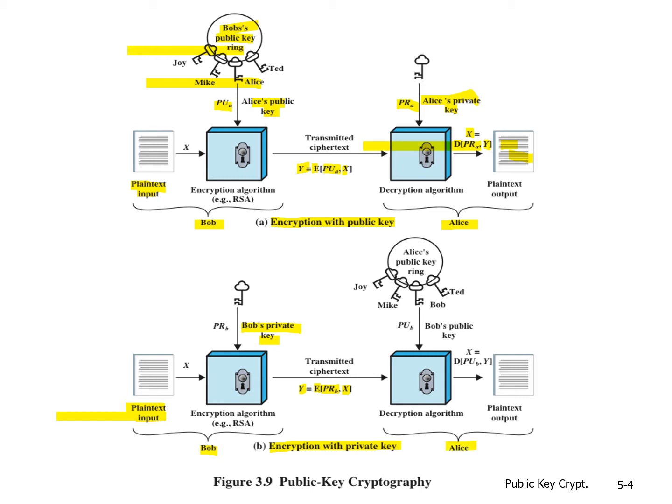When Alice receives this ciphertext, Alice finds Bob's public key from Alice's public key ring. Then Alice can decrypt the ciphertext using Bob's public key. Decrypt ciphertext using Bob's public key. Then she can generate plain text.